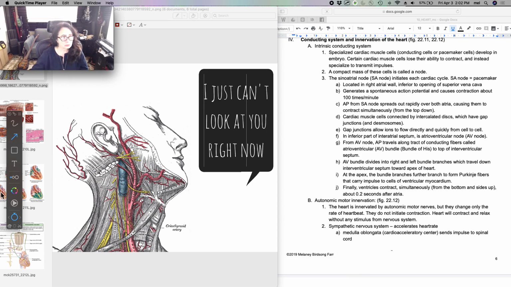Okay, so we are almost finished with the heart. I just kind of ran out of steam. I don't know about any of you guys, but this is a little exhausting, probably for all of us.